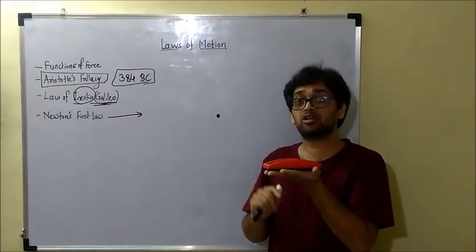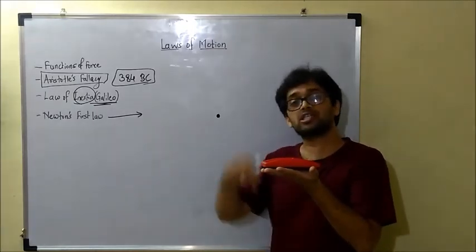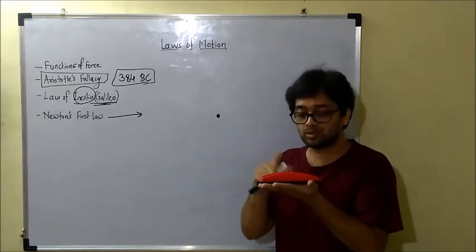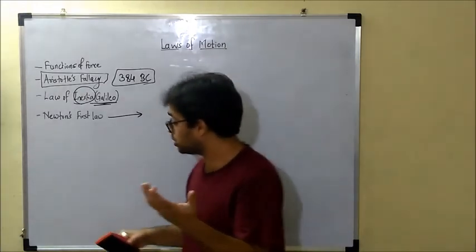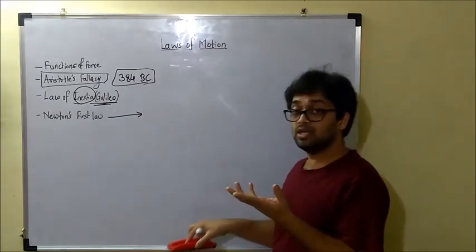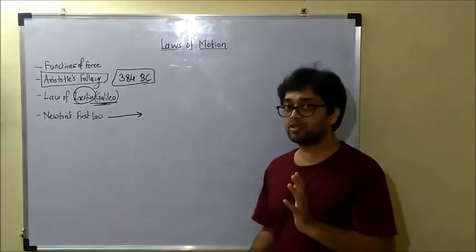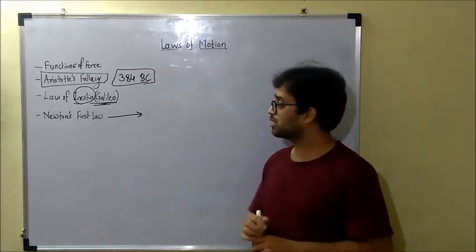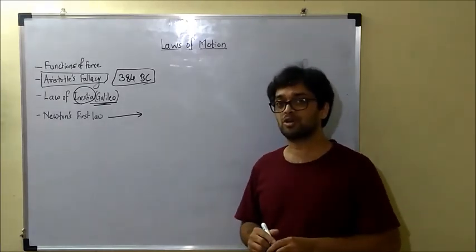Hand is applying a force on the duster, that becomes an external force. Earth is applying a force on the duster, that becomes an external force, but they are balanced, so the duster won't move. So if you want to cause a motion or if you want to stop a moving object, you have to apply an external unbalanced force. Okay, so that's the takeaway from our Newton's first law.